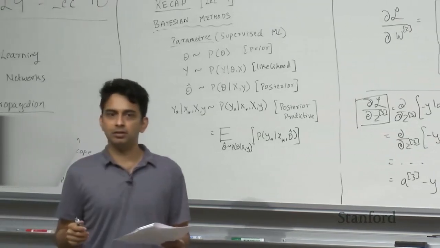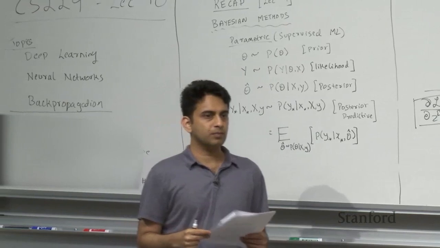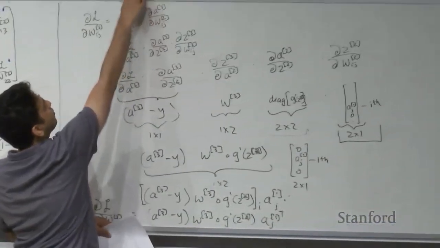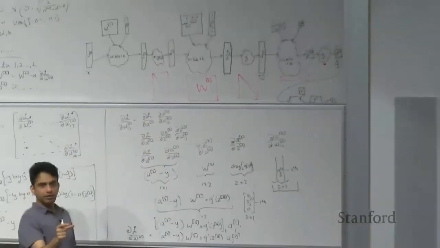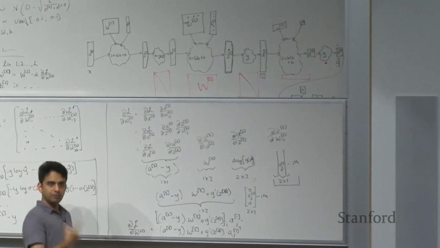Right. Any question? Yes, question. Yeah, so in this daisy chain, you observe that we are moving from vector to vector to vector, right? So the local derivative will be a Jacobian. With respect to vector, exactly.